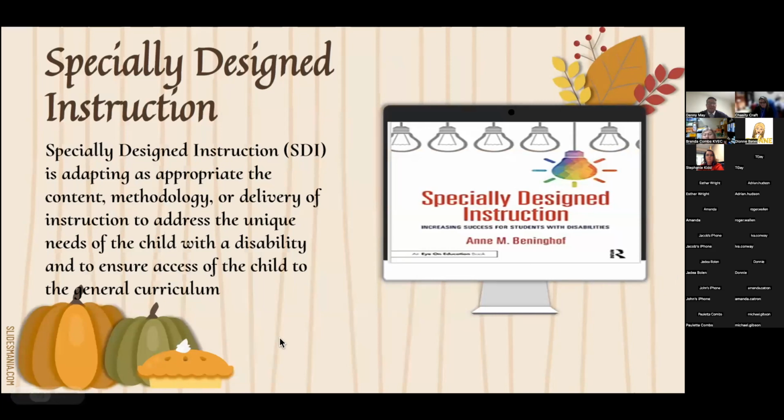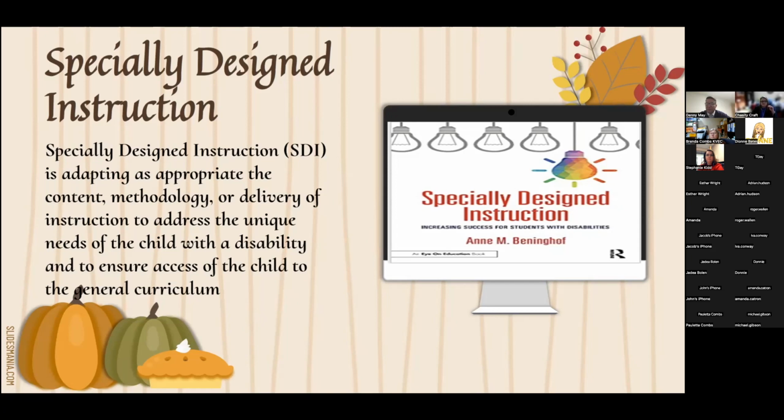And then this last piece. I've been on this kick for a while, and my colleagues have heard me talk about Ann Benninghoff so much. They know that she's my new favorite person in terms of academic pursuit in this realm. Specially designed instruction is adapting the content, methodology, and delivery of instruction. But it's really what you do out there. You should be asking yourself every day, what did I do special for my students? How did it relate to the goal? And am I providing them with a skill that they're going to be able to take with them down the hall?